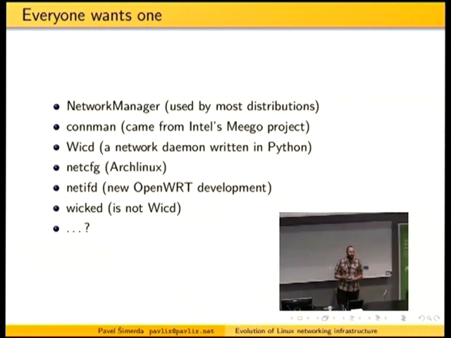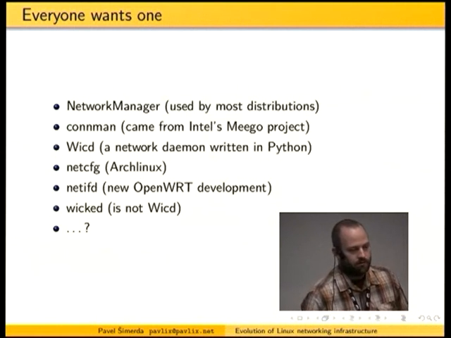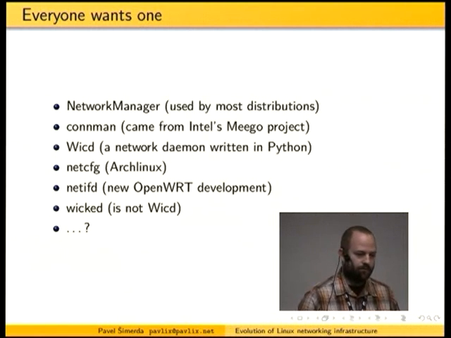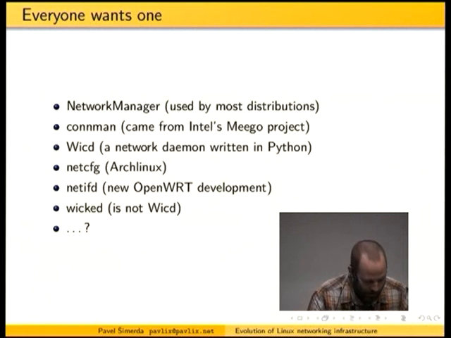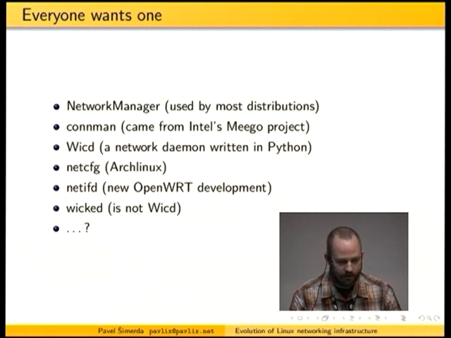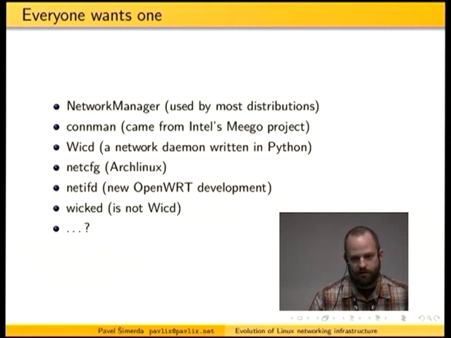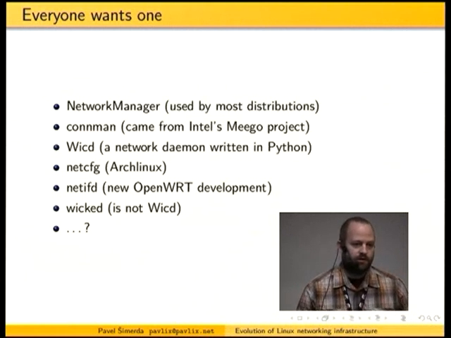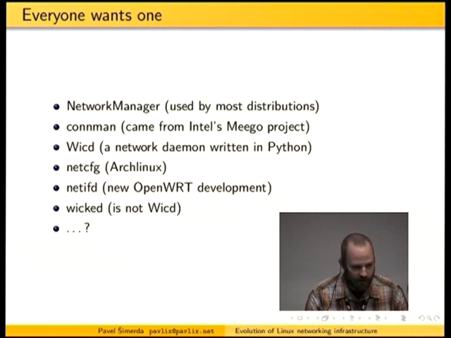There is Conman, which was promoted by Intel and was programmed for the Meego operating system. I was actually trying to run Conman. Yeah, it was possible. The daemon was working. The graphical user interface for GNOME was sort of, yeah, Ethernet worked. When I tried to do the wireless, yeah, it just crashed and nothing more. So I could not really use that.